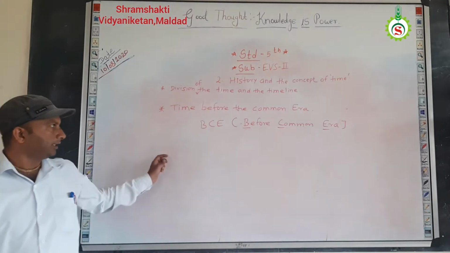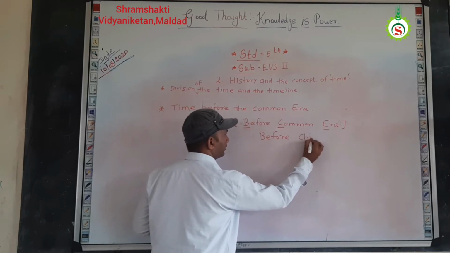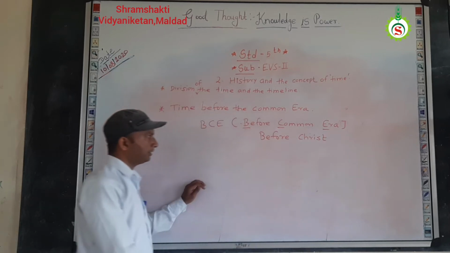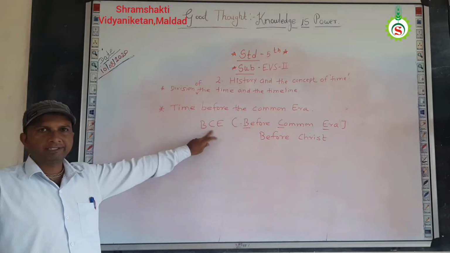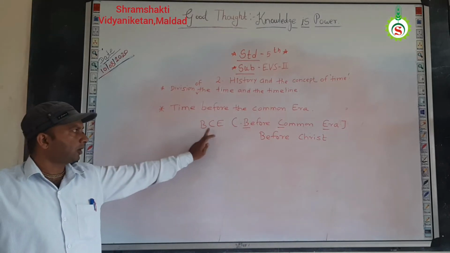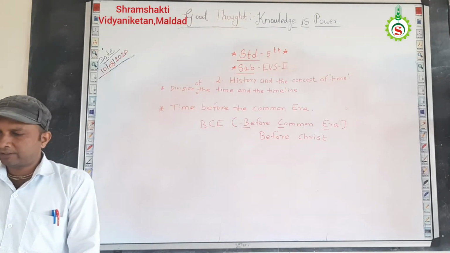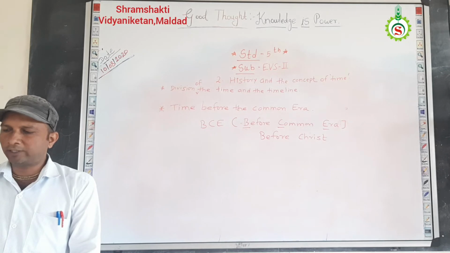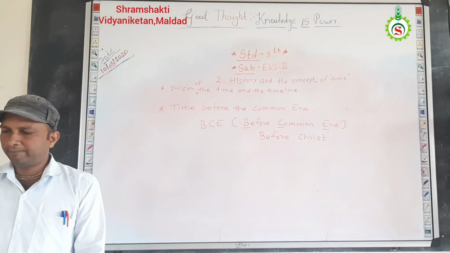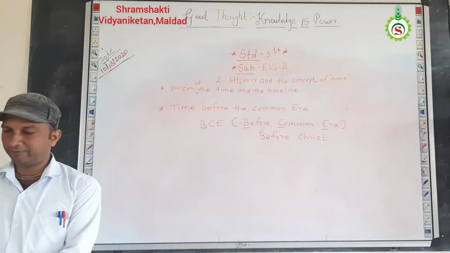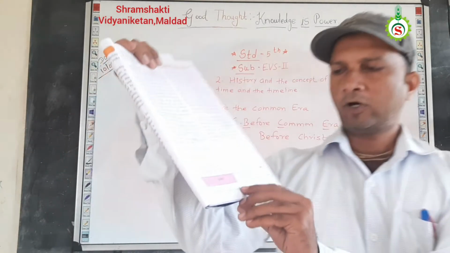It is also called before Christ. Before the death of Jesus Christ, the era which takes place is called BCE, meaning before Christian Era or before Common Era. Understand? The years of this period are counted and written in reverse order. The first century before the Common Era began at the year 100 BCE and ended with 1 BCE. For example, in your book, one diagram is given on page number 7.